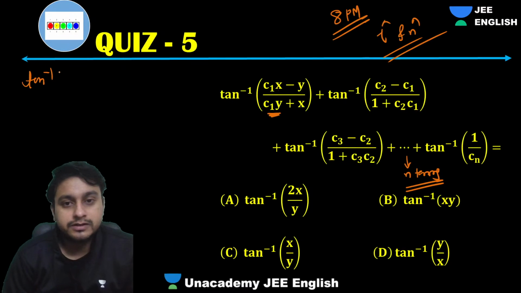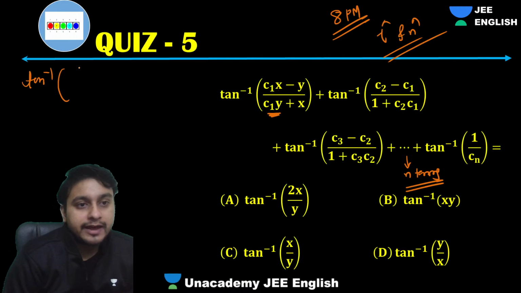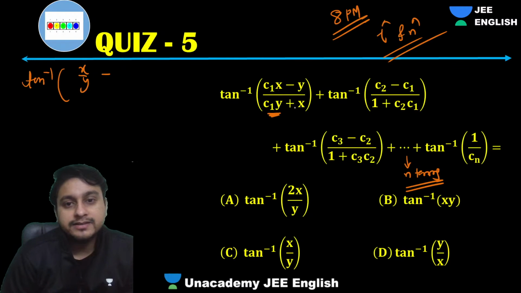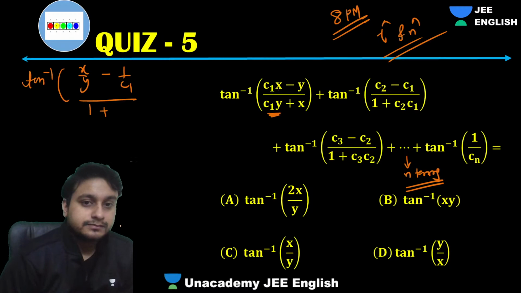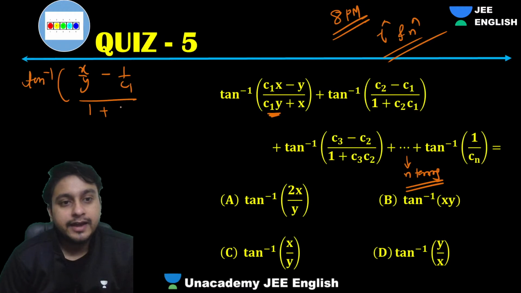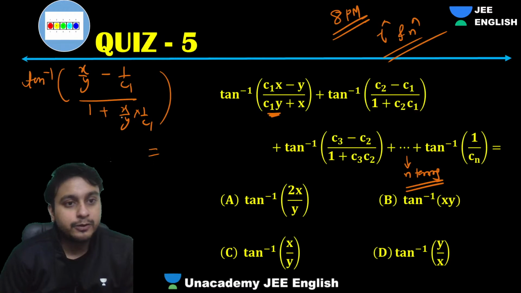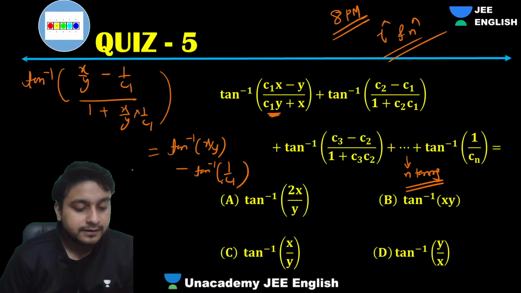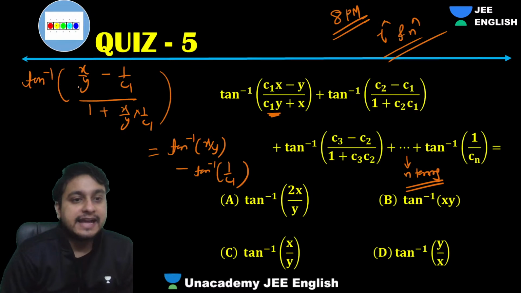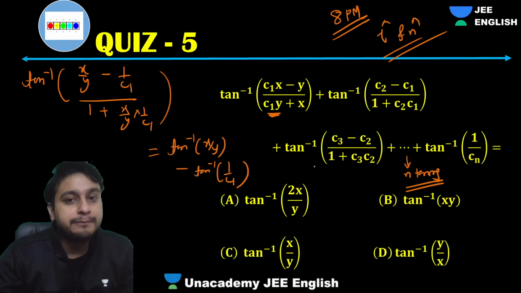So we'll have what, guys? This will be x by y minus, when you divide by c1 y, can I say I get 1 by c1, upon 1 plus x by y into 1 by c1. Can I say that this is nothing but tan inverse x by y minus tan inverse 1 by c1? That is what the first step is. Tan inverse of a minus b upon 1 plus ab is tan inverse a minus tan inverse b. We've already proved this.